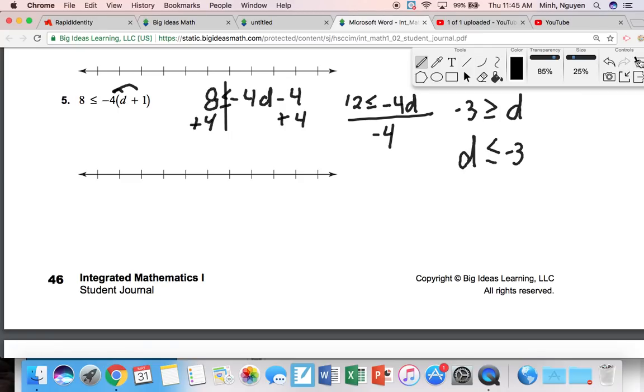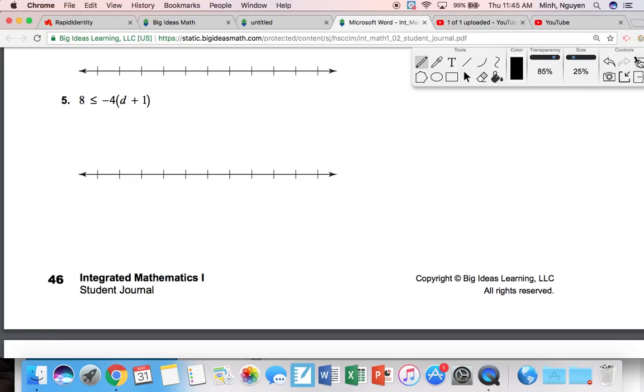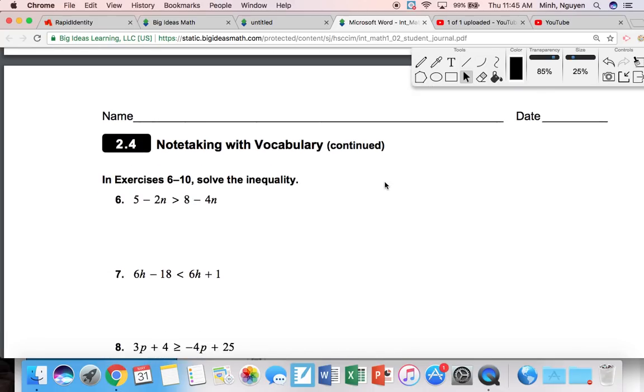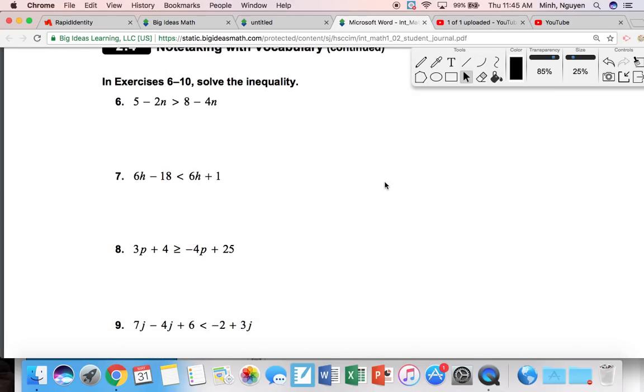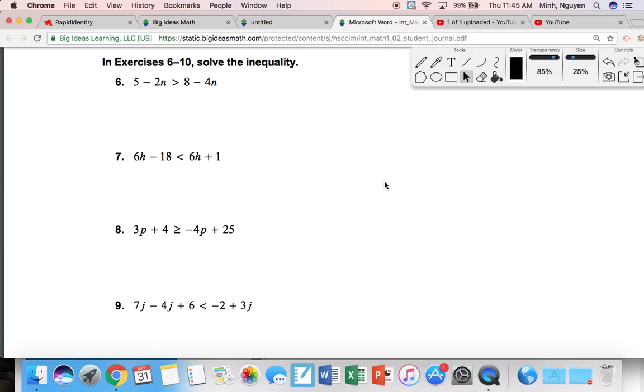Okay? I'll leave those problems up to you guys to graph. If you're not sure how to graph, just go to the last section or two sections, and it'll be there for you.